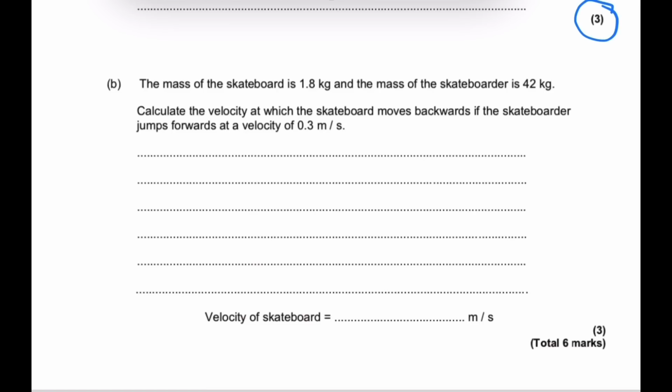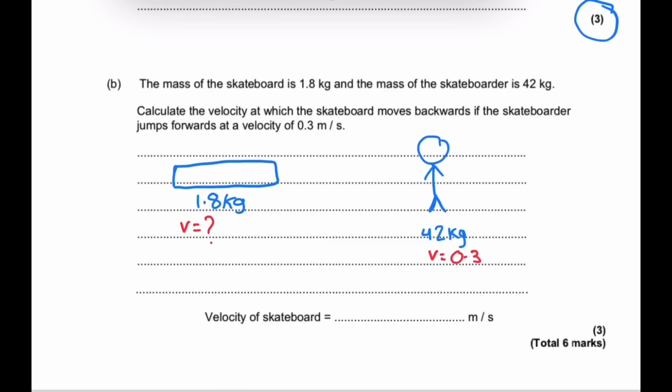The mass of the skateboard is 1.8 kg and the mass of the skateboarder is 42 kg. Now, before we move on any further, I think the best way to approach these questions is by drawing some diagrams. So this is the skateboard, which has a mass of 1.8 kg, and then you're going to have the skateboarder, which has a mass of 42 kg. Calculate the velocity of the skateboard, so we're trying to find here the velocity if the skateboarder jumps forward at a velocity of 0.3. So we know that the velocity here is 0.3.